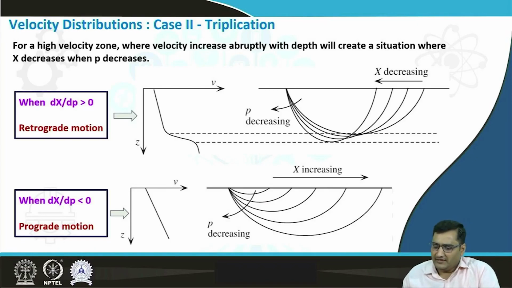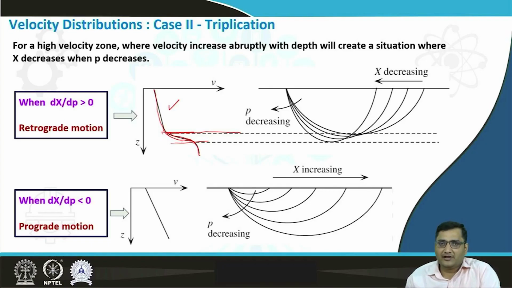Now the second case is triplication, which occurs in the case of a high velocity zone. If you look at this velocity model, you will see the velocities first increase smoothly, then suddenly there is an abrupt increase in the velocities, and then they again start to increase smoothly with depth. This area here, where the velocities abruptly increase, is known as the high velocity zone.